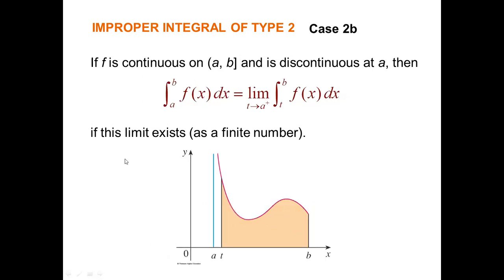Now, if f is continuous on (a, b] and discontinuous at a, then your line is x equal to a. This line x equal to a is being approached from the right side. Your upper limit is b and your lower limit is a.